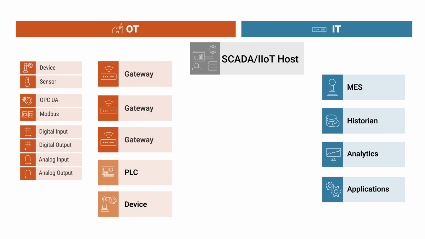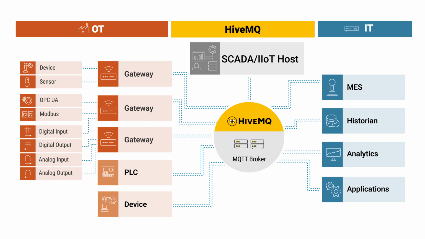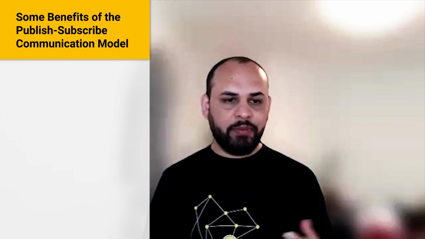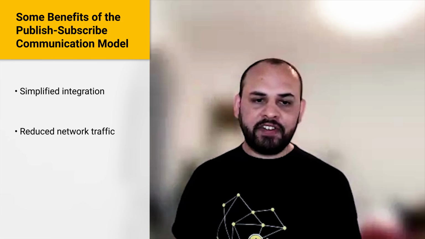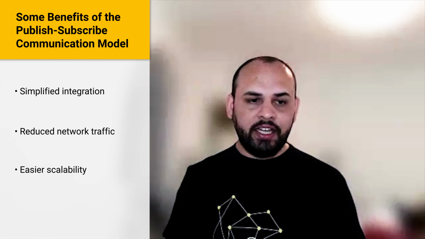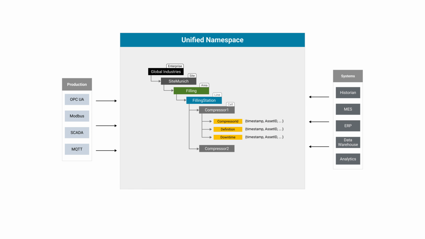Manufacturers are solving these problems by moving to a publish-subscribe communication model with MQTT as the foundation. Instead of tight coupling between systems, MQTT allows devices to publish data once to the central broker, and any application can subscribe to it as needed. This simplifies integration, reduces network traffic, and makes it easier to scale. Adding structure on top of MQTT is the Unified Namespace, a real-time organized view of your entire enterprise data based on logical naming conventions and standardized data models.